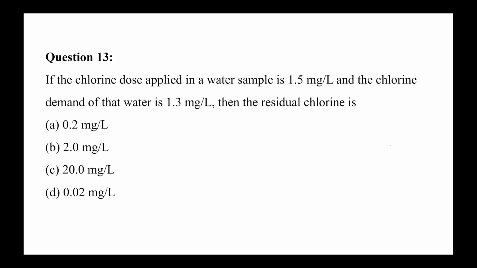Option A 0.2 mg per liter, option B 2 mg per liter, option C 20 mg per liter, and option D 0.02 mg per liter. You have chlorine demand as 1.3 mg per liter, applied chlorine as 1.5 mg per liter. You have to calculate the residual chlorine. What would be the answer? Quickly calculate, everybody.